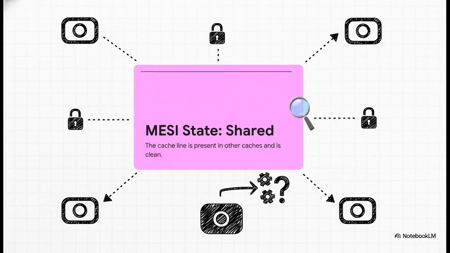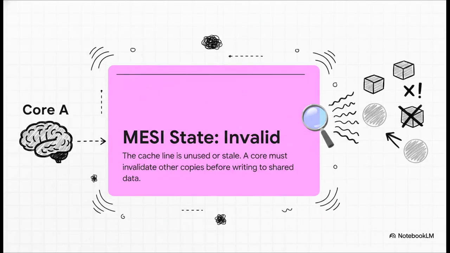Now this is where it gets interesting. We have the shared state. Just like it sounds, this means multiple cores all have a copy of the exact same data in their private caches, and they're all clean. They all match. So what happens when one of those cores decides it wants to change that shared piece of data? And that is where our final state, invalid, comes into play. Before Core A can write to that shared data, it basically has to shout across the chip to all the other cores and tell them, hey, your copy is no good anymore, mark it as invalid. Their old versions are now totally stale.